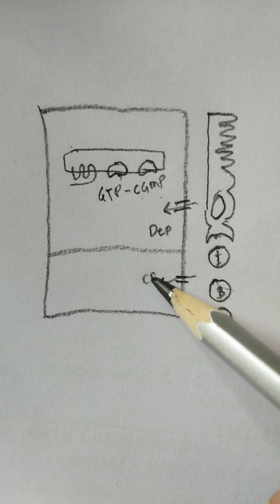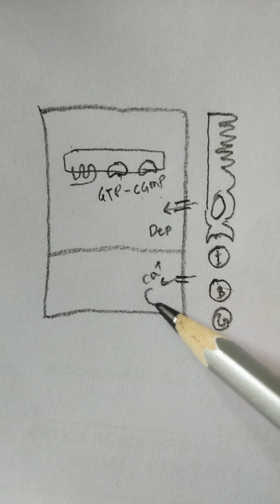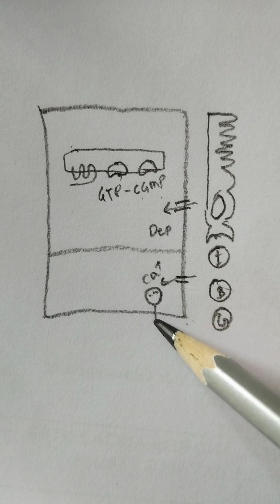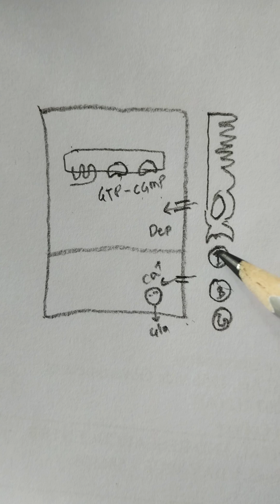So calcium causes the degranulation of the glutamate vesicles. Release of glutamate leads to activation of inhibitory cells here, and that causes inhibition at the bipolar cell.